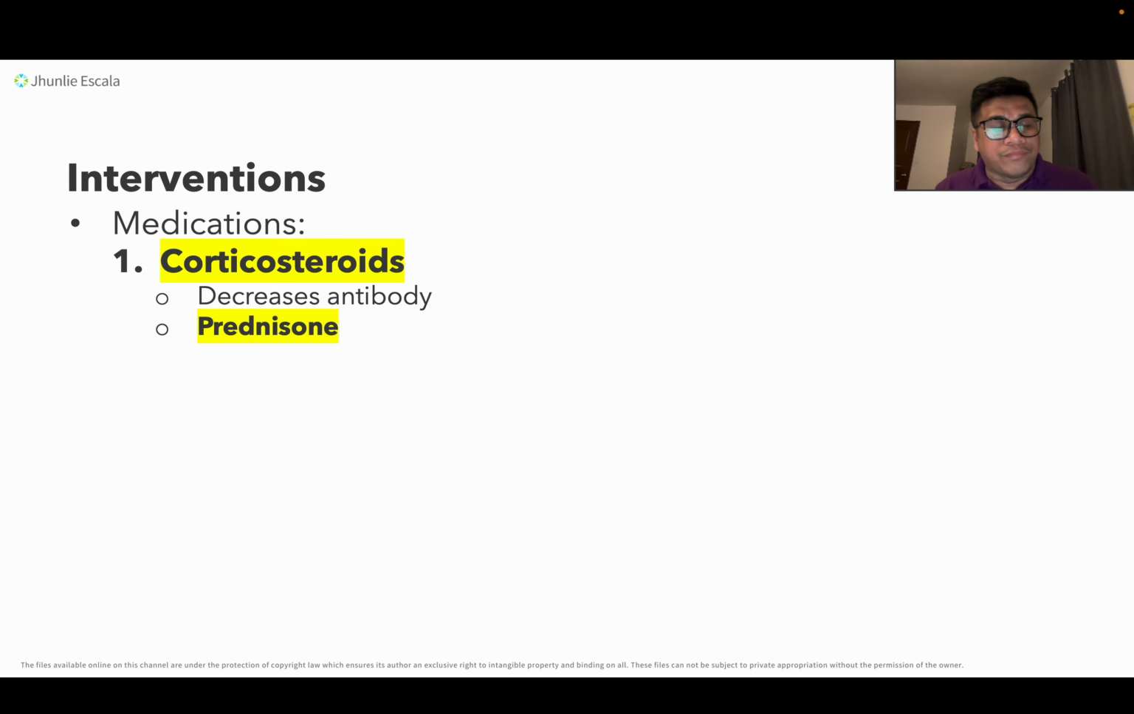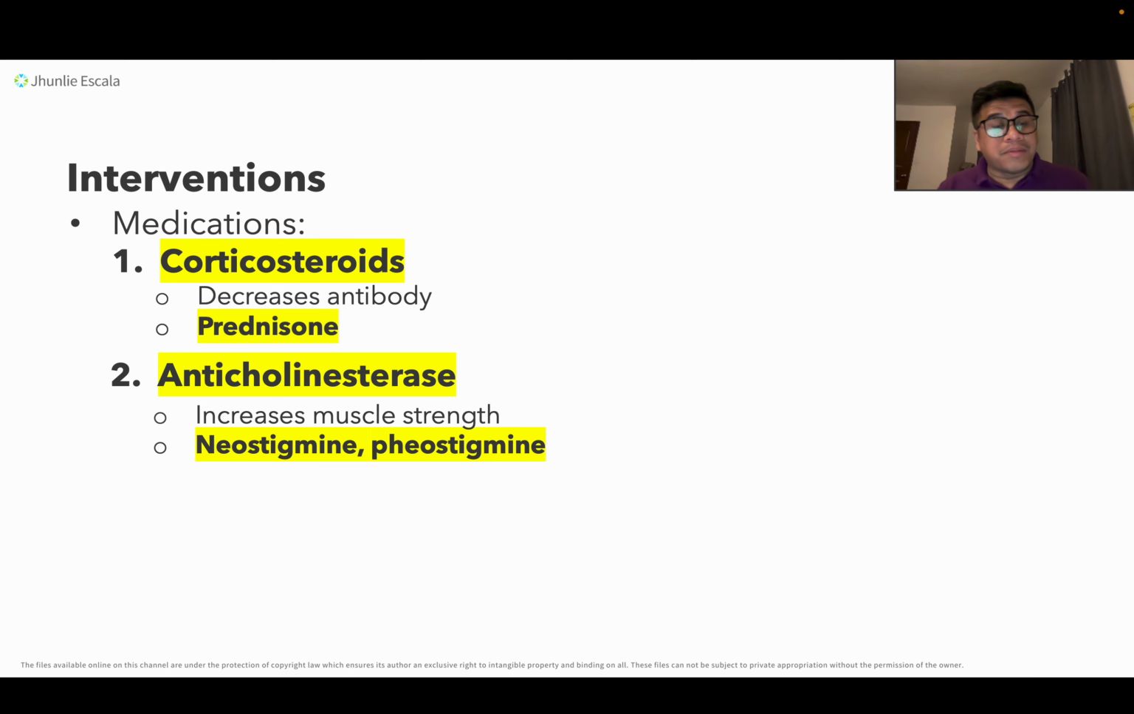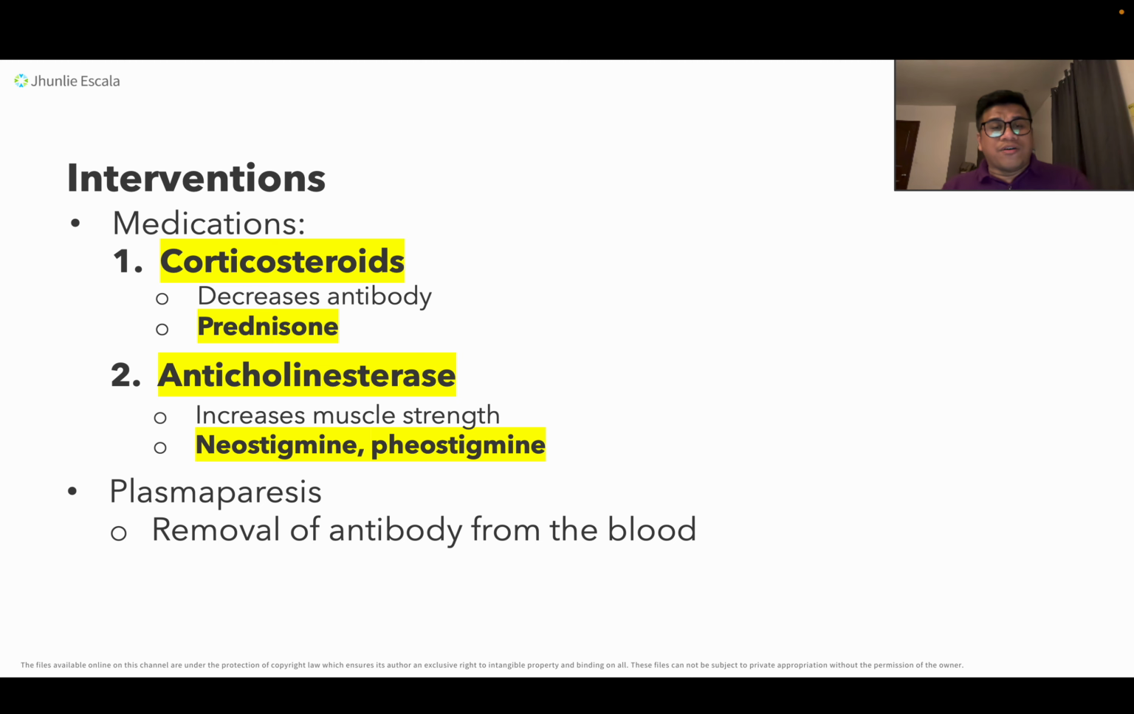You write that down. Another medication, kapatid, is nagbibigay din tayo ng anticholinesterase. Ang function naman nito, kapatid, is that it increases the muscle strength. Okay? Again, it increases the muscle strength. So, samples of drugs under your anticholinesterase classification are all of those drugs which end in stigmine, just like your neostigmine, your physostigmine. Okay? So, remember these drugs.